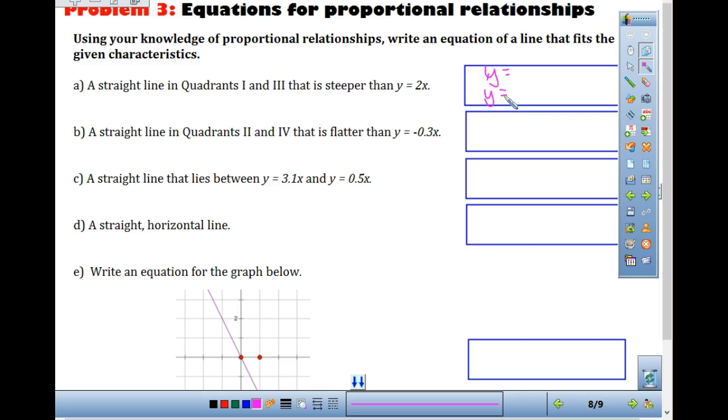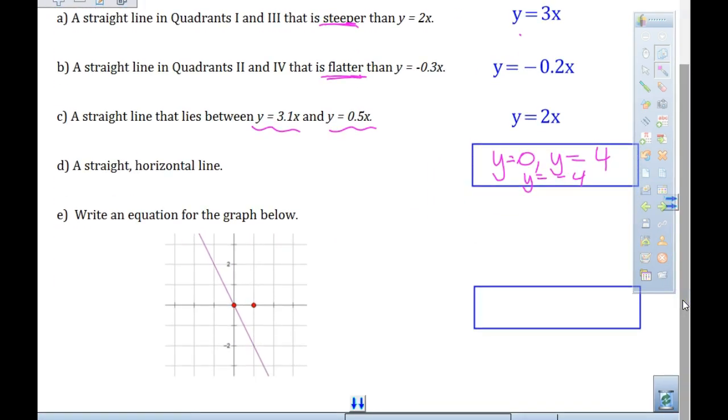Part B, a straight line that goes through 2 and 4, and I want it flatter than 0.3. So the first one you're going steeper, this one is flatter. Part C says, I want a straight line that's going to be between 3.1 and 0.5. So if you have your computers and you still have the Desmos, could you put this in right now and try some of these? Let's do that. Plug these in and see if you can get an equation for the last one.